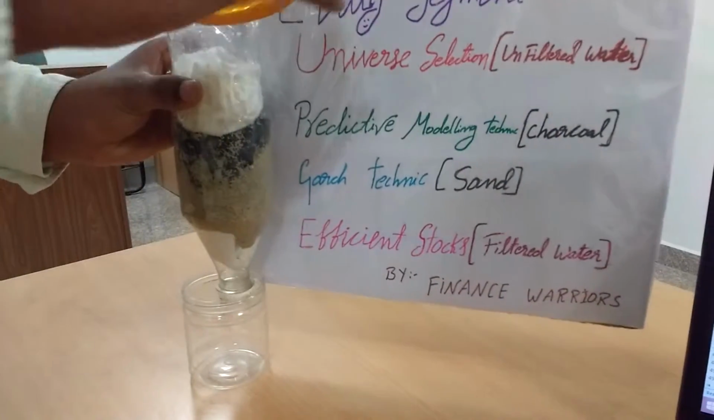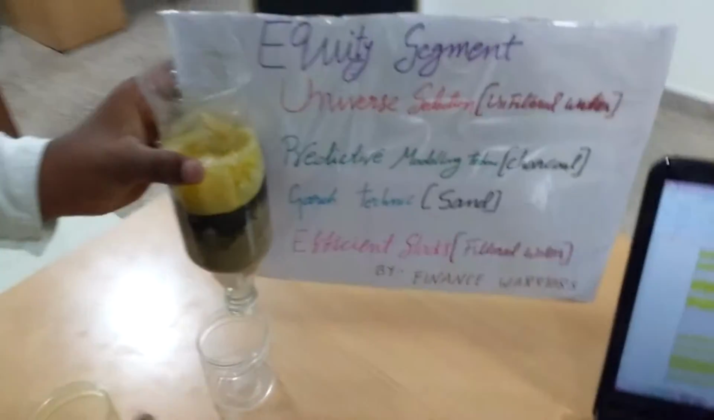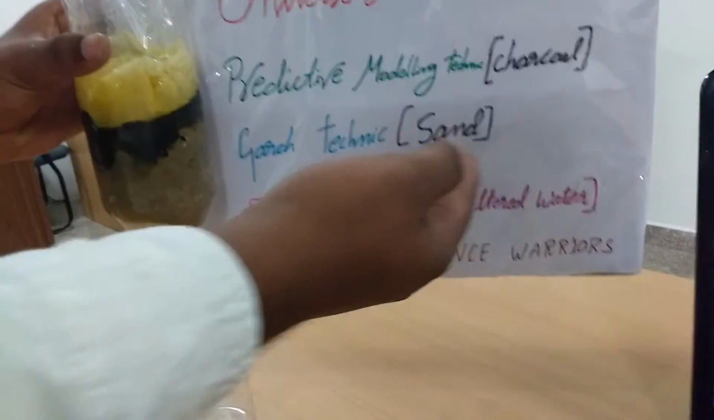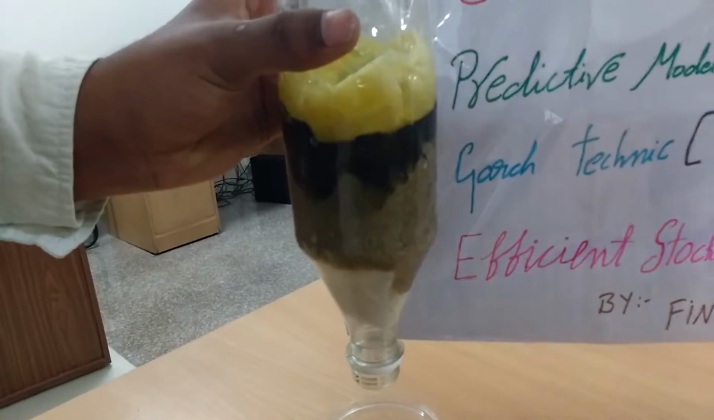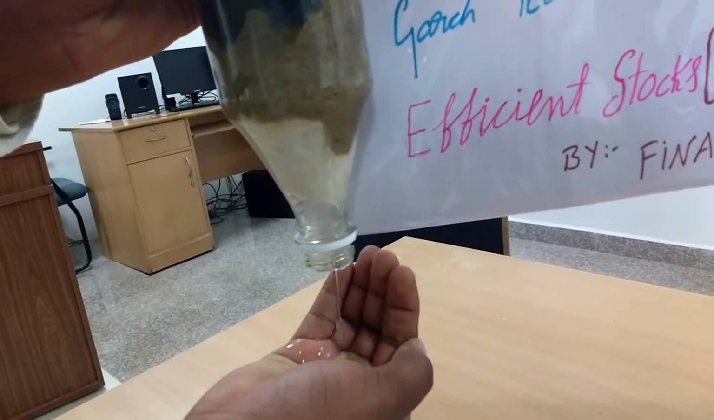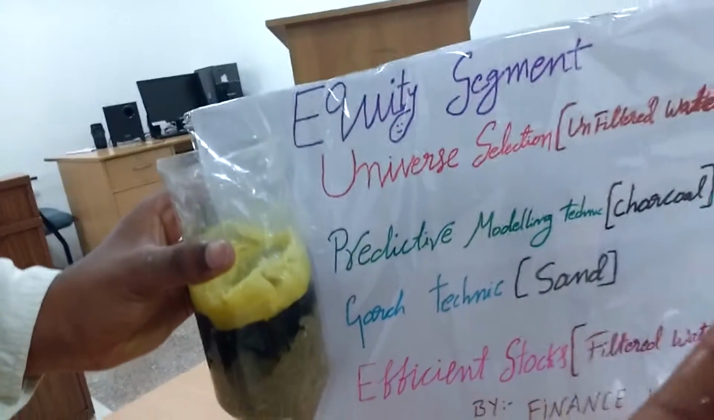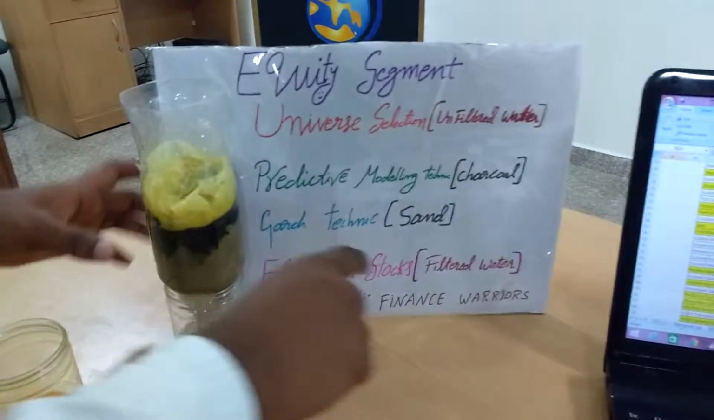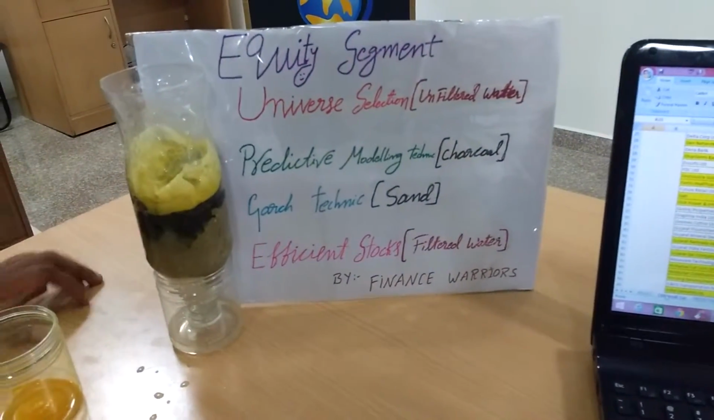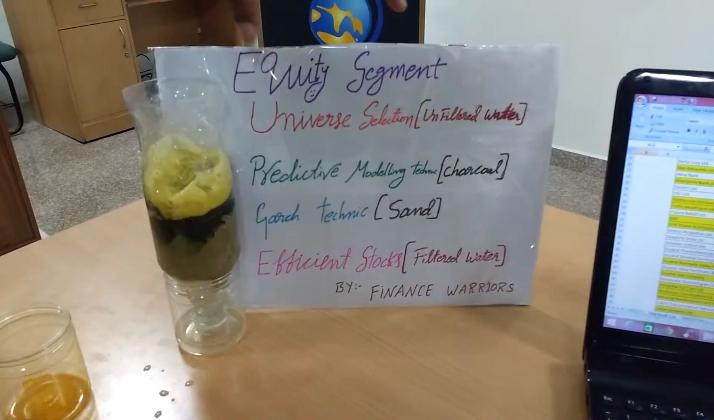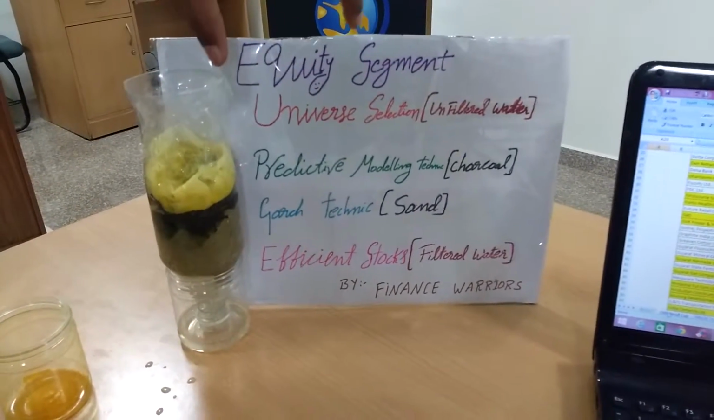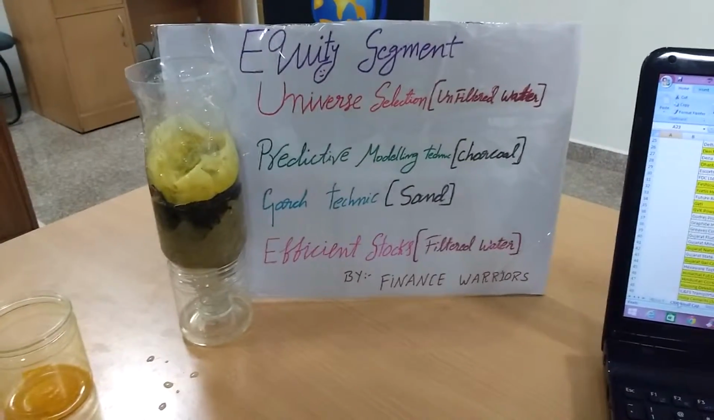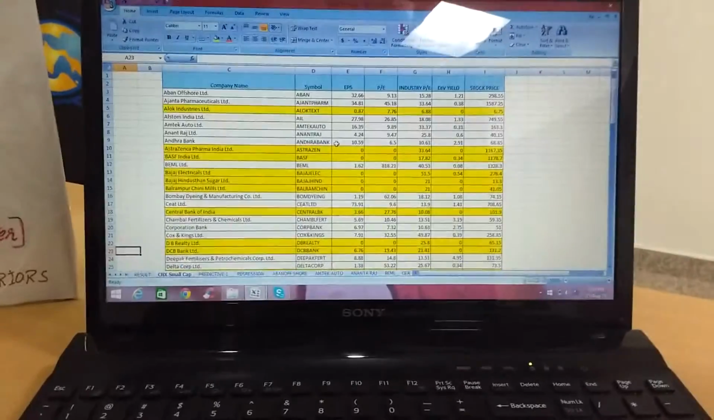Now when we pour this unfiltered water, the charcoal acts as predictive modeling and then sand acts like a GARCH technique. Here you can see pure water is coming. So this is how it works. That means instead of investing in the whole universe, after doing predictive modeling and GARCH, you can invest in efficient stocks where you can get return. Let's come to the calculation part.